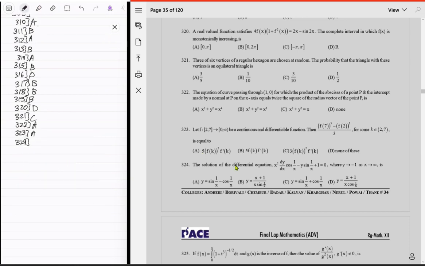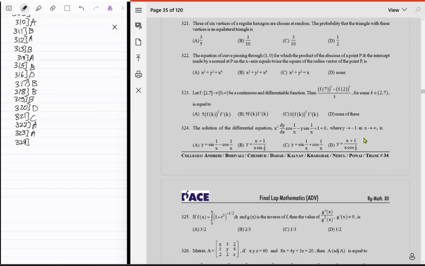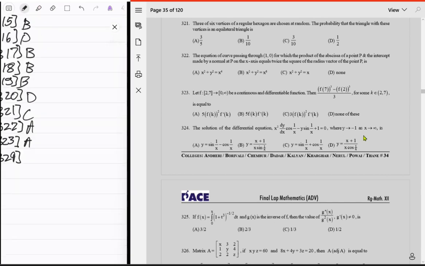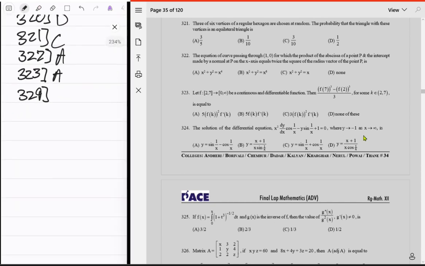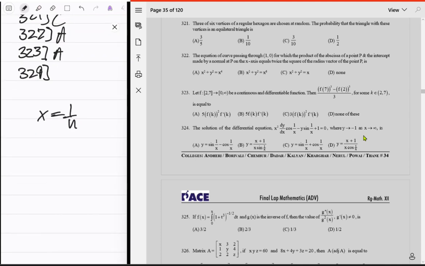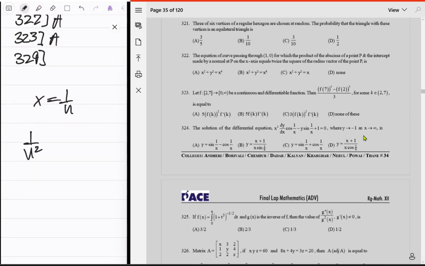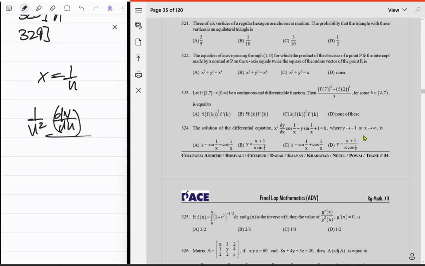Okay, the solution of the differential equation, where y approaches -1 as x approaches infinity is, so x cube y dash cosine of 1 upon x minus y sine of 1 upon x plus 1. Interesting. Well, first of all, 1 upon x अपने को use करें. So just say x is equal to 1 upon u, so then this becomes what? X squared is just like 1 upon u squared, and then dy upon dx is like dy upon du times du upon dx, which is just -1 upon u squared. So ये तो just negative dy upon du हो जाएगा. So negative dy upon du.